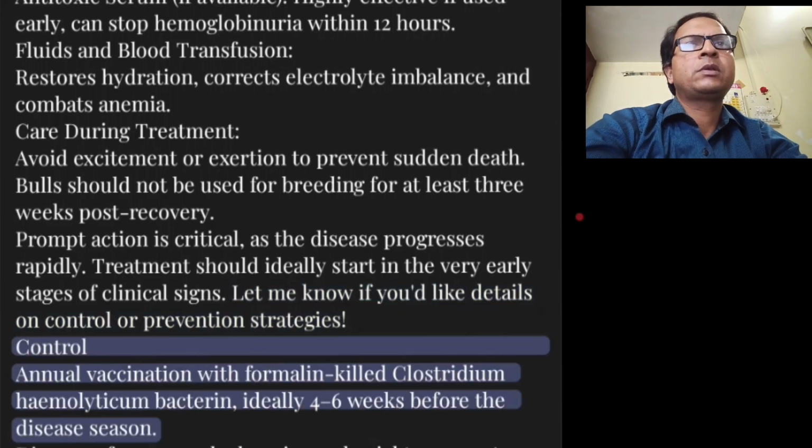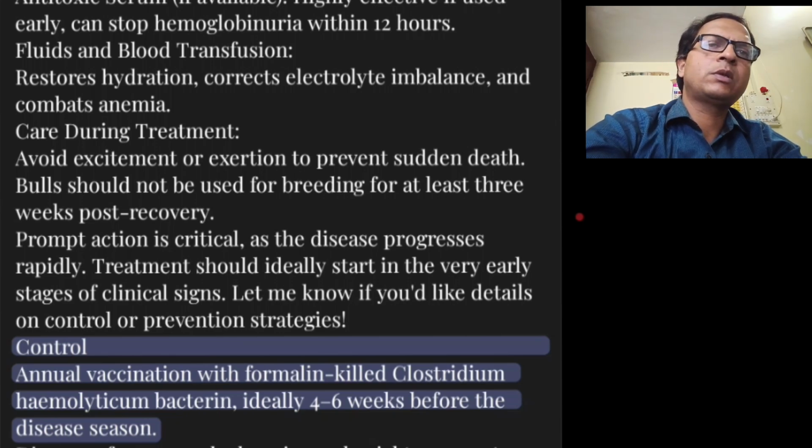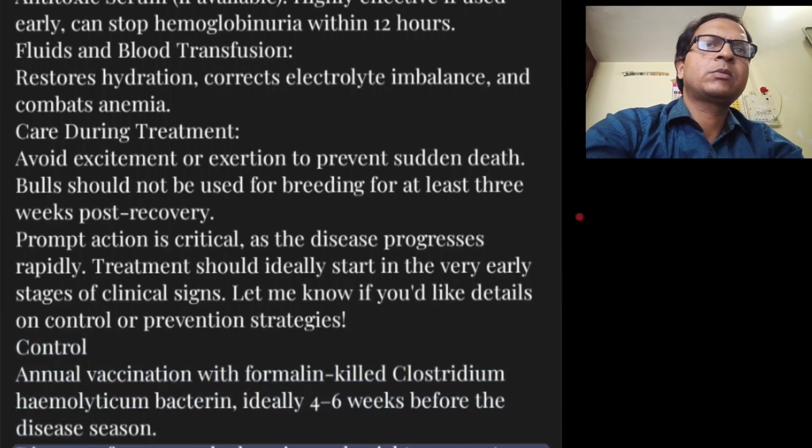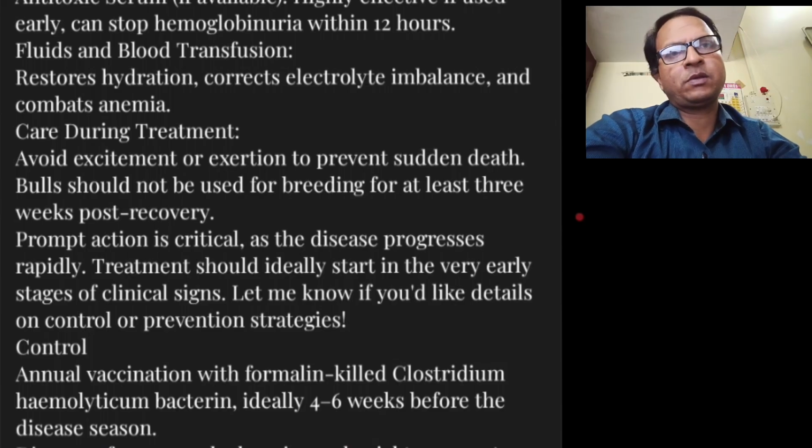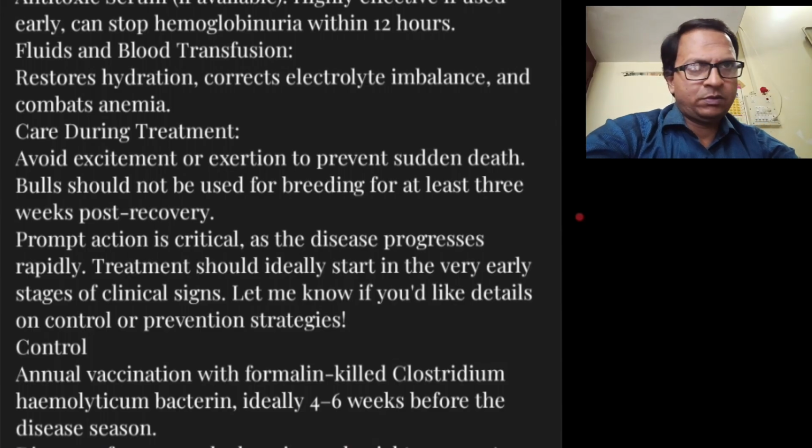Control: annual vaccination with formalin-killed Clostridium hemolyticum bacteria, ideally 4 to 6 weeks before the disease season. Dispose of carcasses by burning or burial to prevent spread. Manage liver flukes and avoid pastures with infection risks.